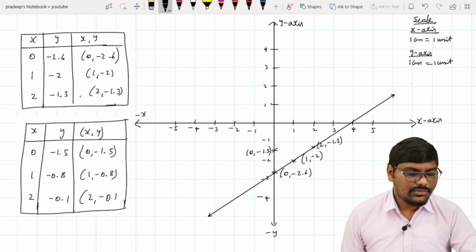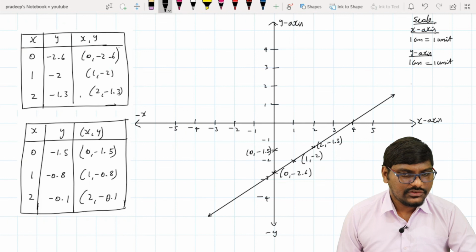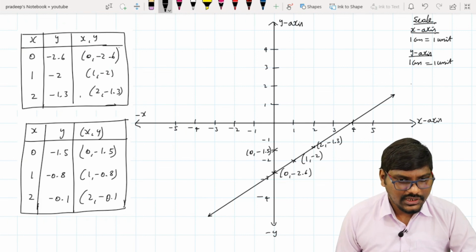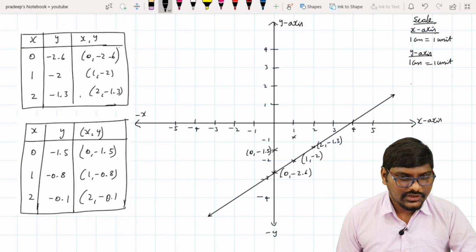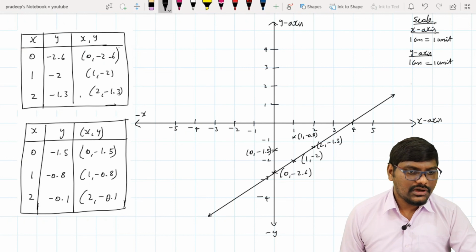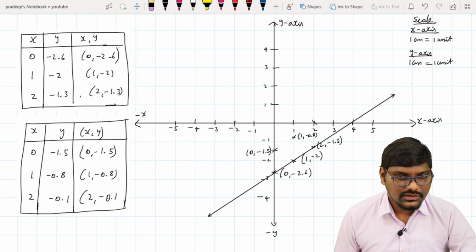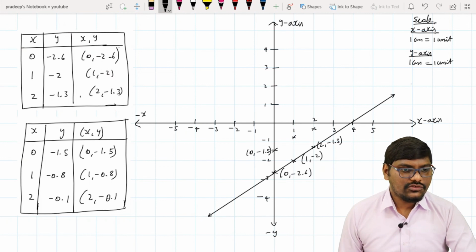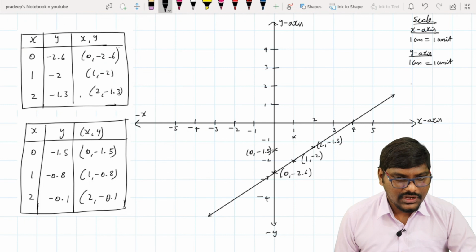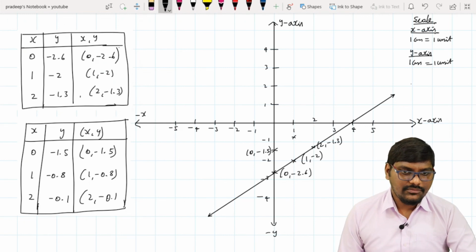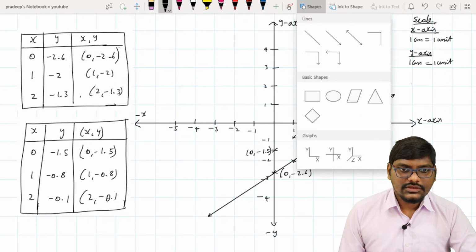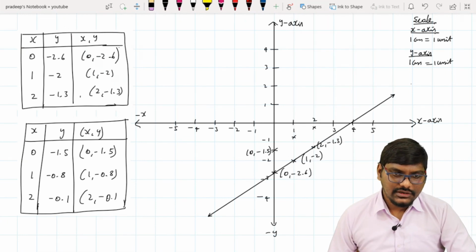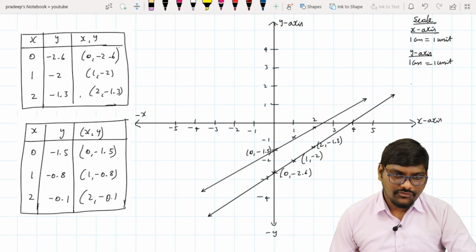Second one is 1, -0.8. So 1 is over here in x-axis and in y-axis -0.8 is somewhere here. So I can write this as 1, -0.8. The next is 2, 0.1. So 2 is over here. So I can write here 2 as somewhere here. Okay. So that is 2, 0.1. So let me draw the graph for the same. So I can take the line here and I'll try to draw the graph.